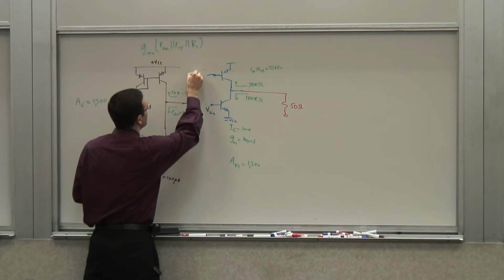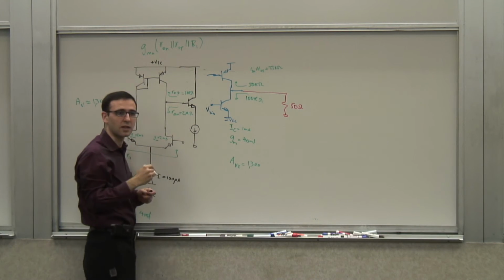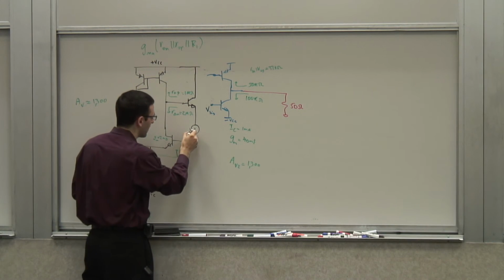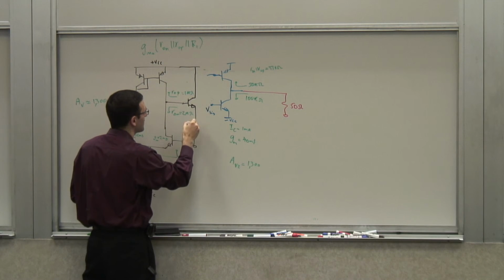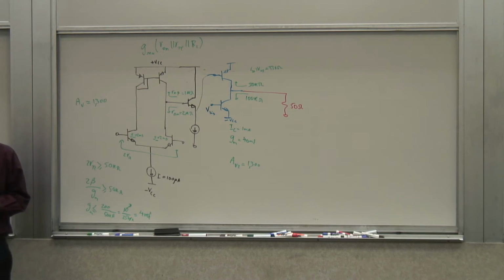So, this goes to VCC, right? Let's use a kind of ideal current source for now. So let's say I have an ideal current source here, I bias it at some level, and then this goes here. Okay? Now, look at the DC levels. Am I still okay?